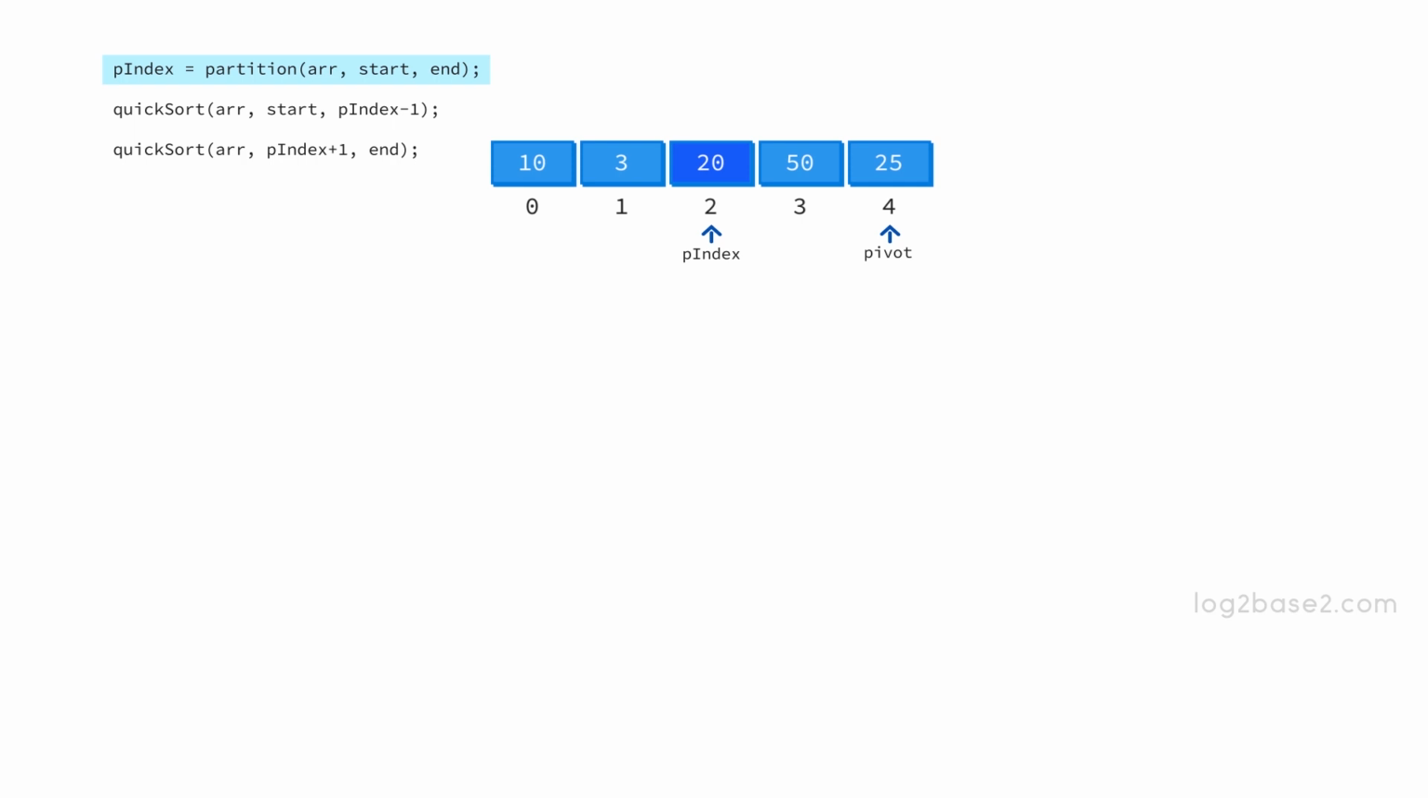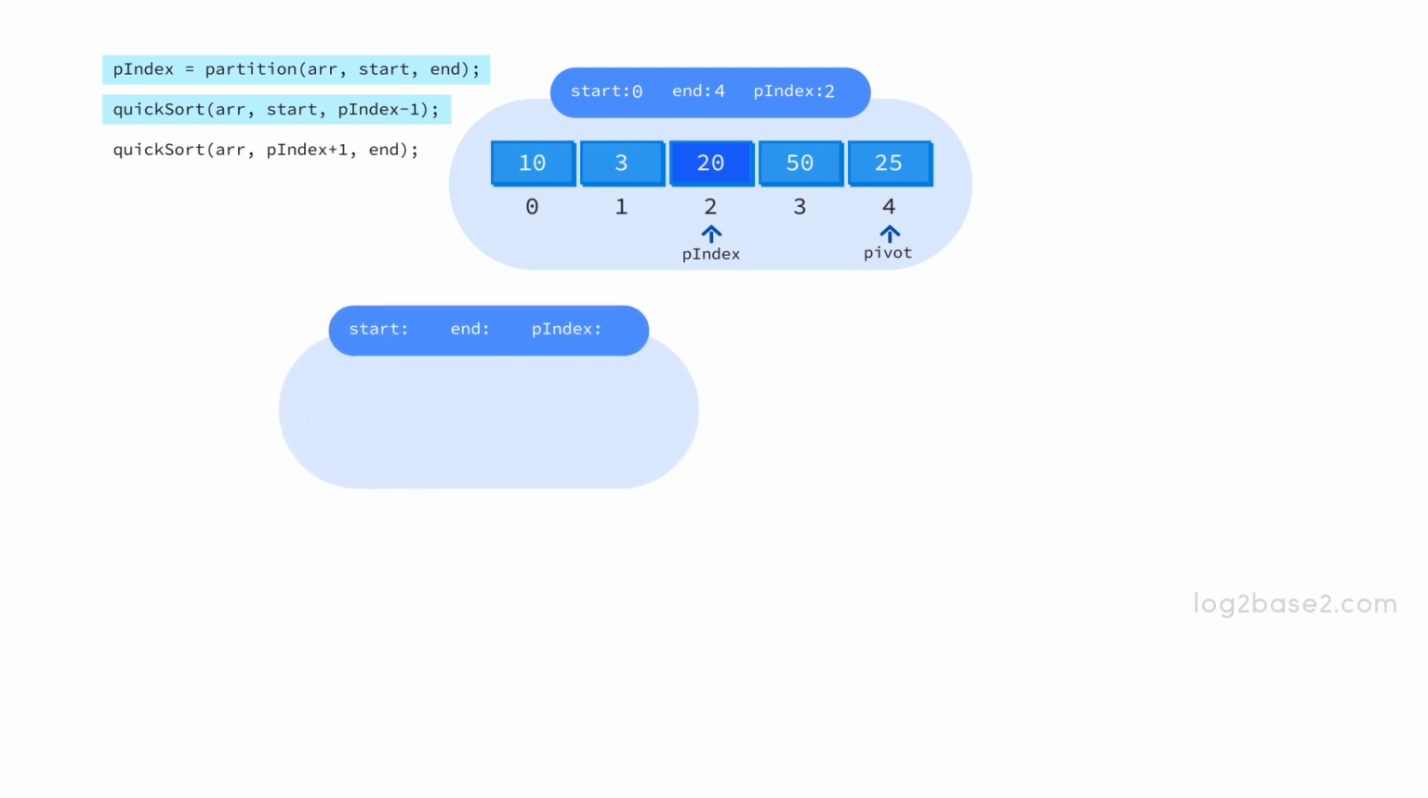Here, in this array, start is equal to 0, end is equal to 4 and p index is equal to 2. Now, after the partition logic, the first recursive call will be executed. Here, start is equal to 0 and end is equal to p index minus 1. And p index value is equal to 2. So 2 minus 1 equal to 1. So end is equal to 1.